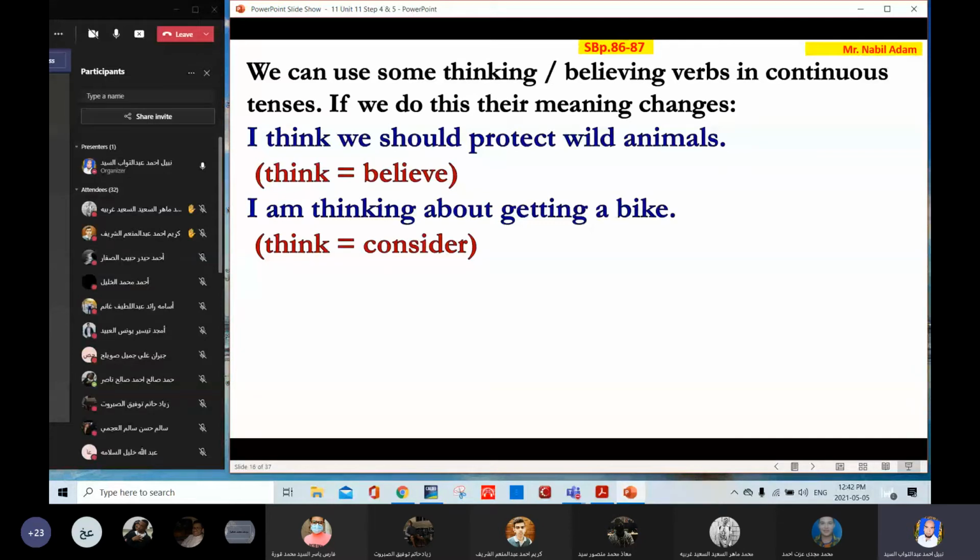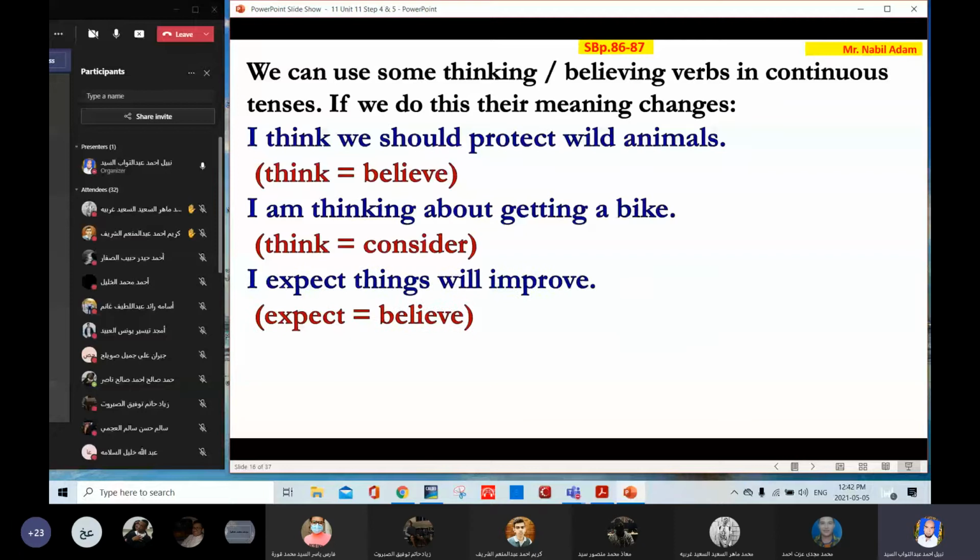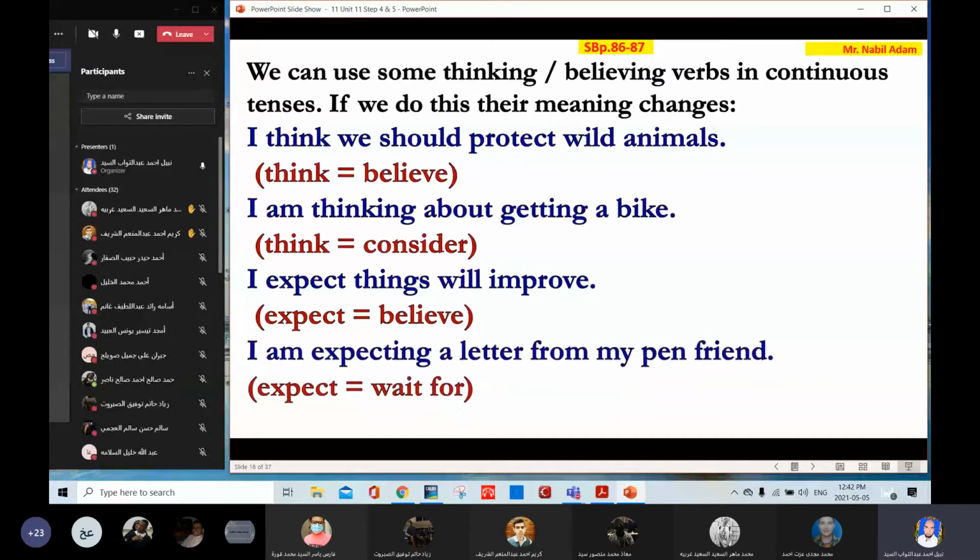Another example, I expect things will improve. I expect means I believe things will improve. This is something permanent. And if I say, I'm expecting a letter from my pen friend, it means I am waiting for a letter from my pen friend. So expect here is an action verb. It's an action. So you can use some thinking or believing verbs in the continuous, but with a different meaning.